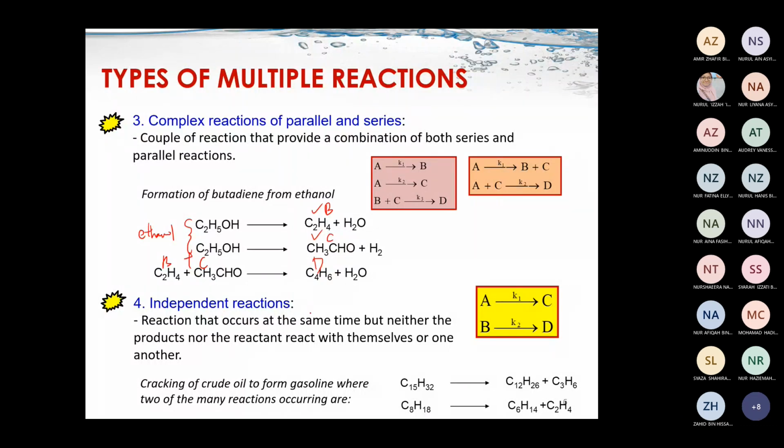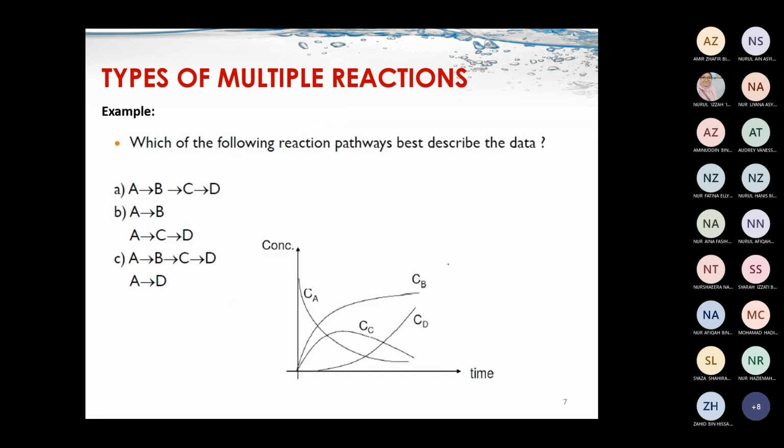And then we have independent reactions. These are reactions that occur at the same time, but neither the product nor the reactant reacts with themselves or one another. So reaction 1 and reaction 2 have no relation. For example, cracking of crude oil to form gasoline, where two of the many reactions occurring are these. From here it will not touch the reactant for these two reactions. Each has its own reactant.